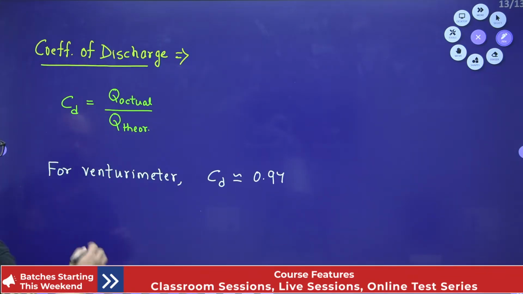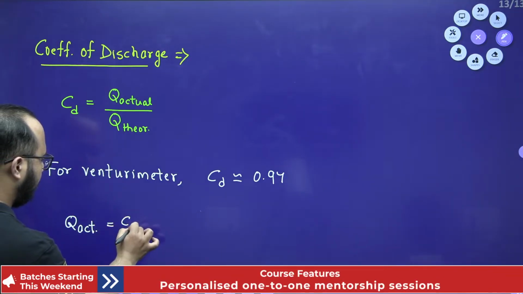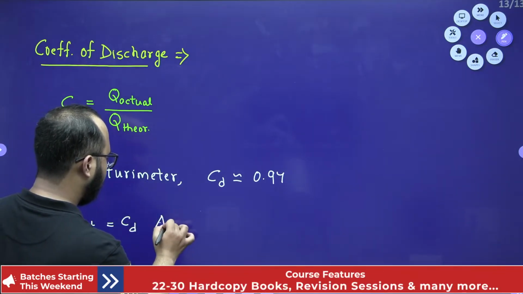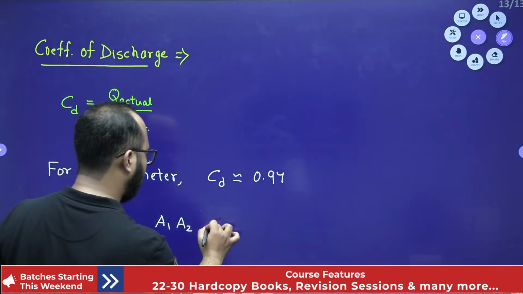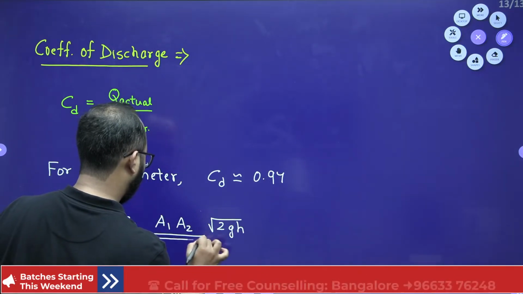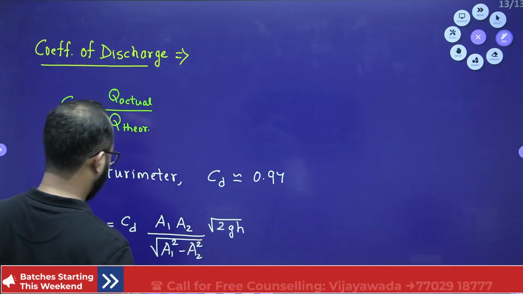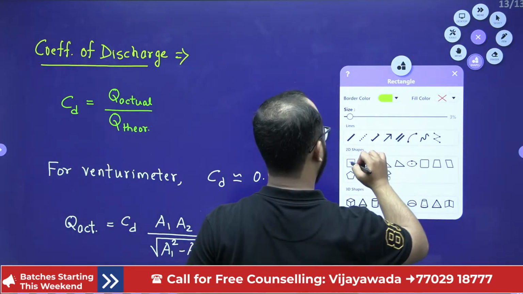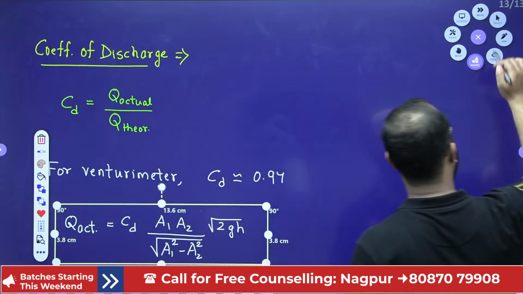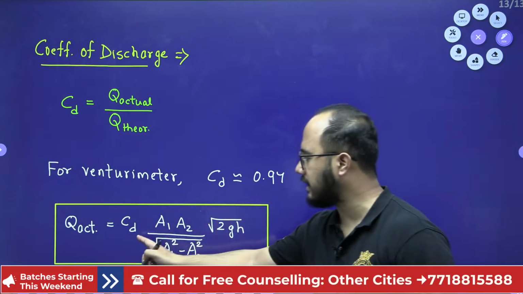So your actual discharge formula equals CD multiplied by A1, A2, root 2GH, root A1 square minus A2 square, right? Like this. I hope the point is clear, everyone. Yes or no? So actual discharge, just multiply the coefficient of discharge with this one.